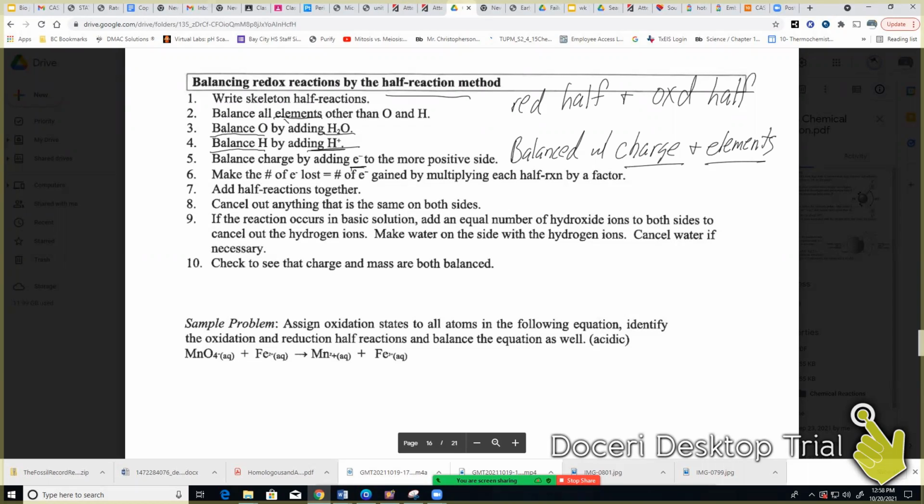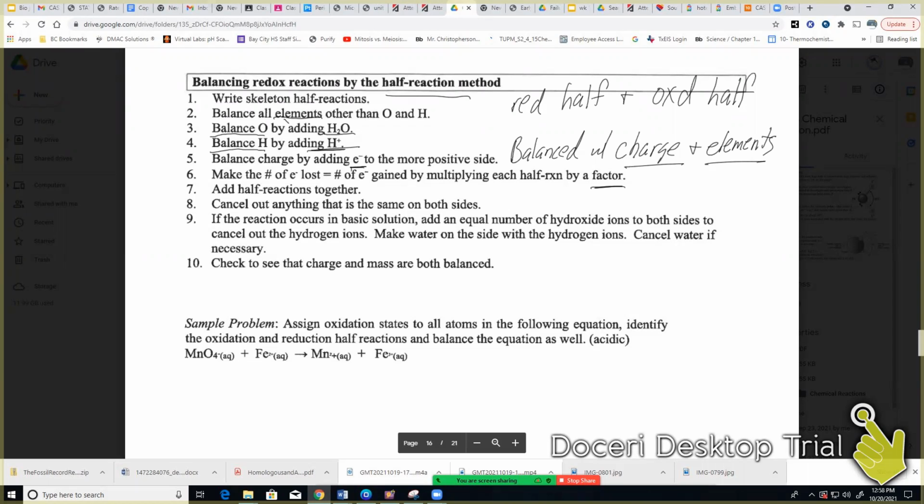Once you've done that, you want to make the number of electrons that are gained equal to the number of electrons that are lost by multiplying each half reaction by some factor. So let's say that one half reaction had six electrons and another half reaction only had two. I would need to multiply that second half reaction by three, because in the end, you want to be able to cancel your electrons out.